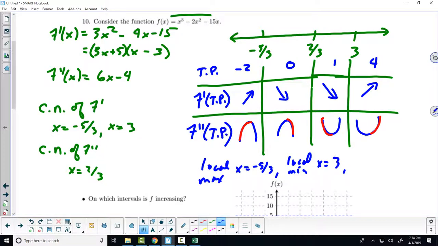And we have an inflection point where? At x equals 2/3. Why is that called an inflection point? So the function changed from concave down to concave up. The concavity changed sign. Okay?